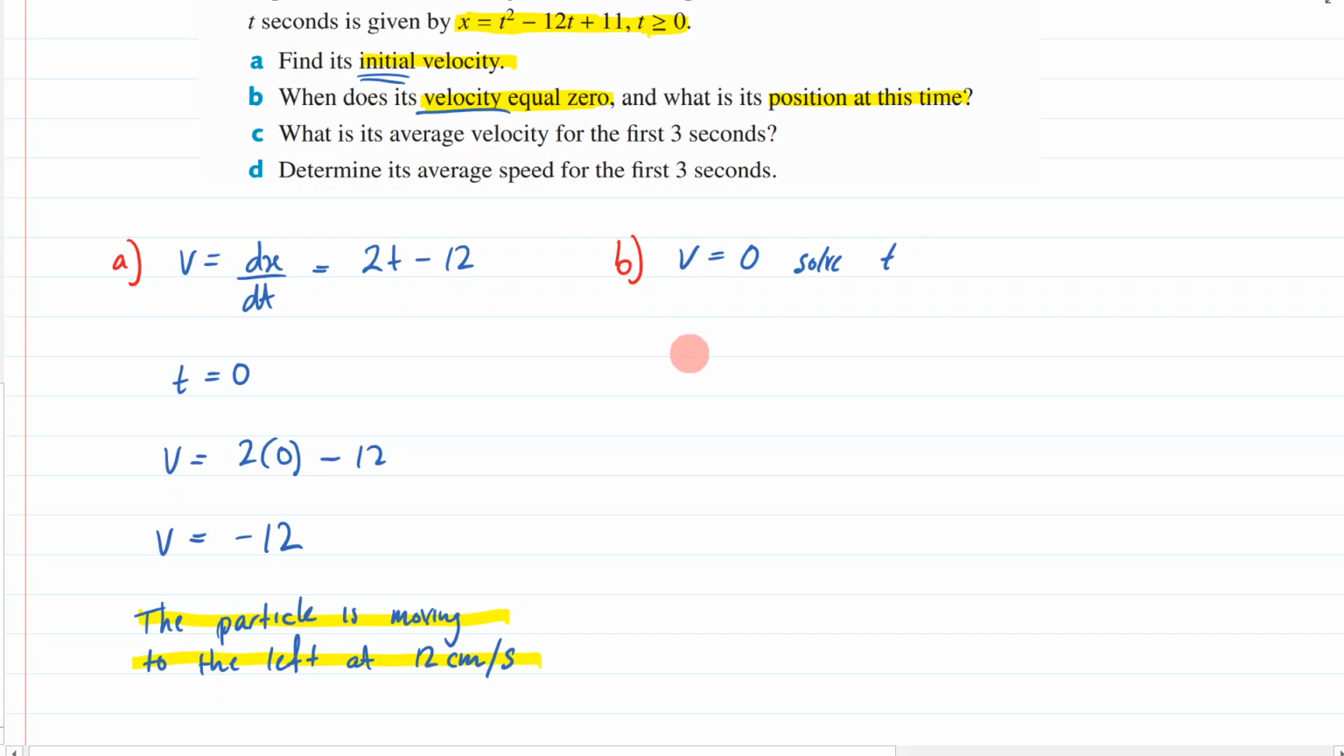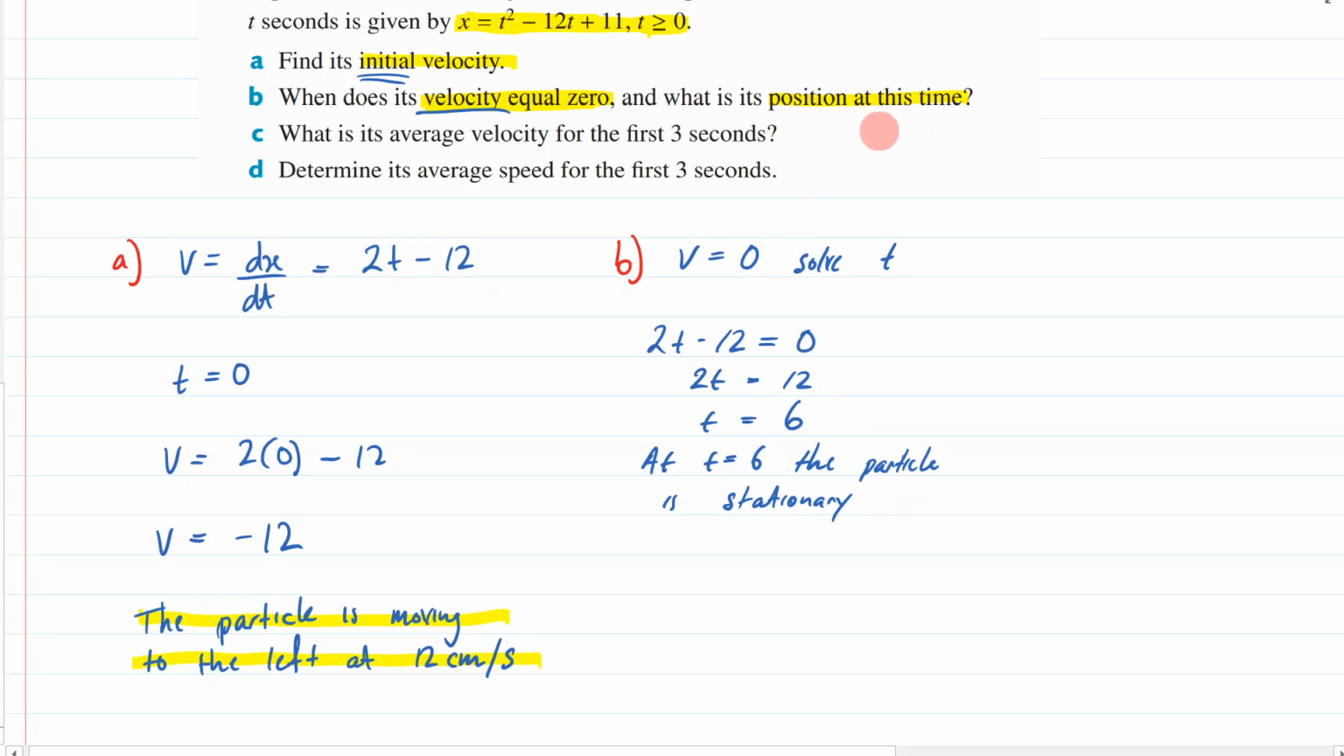So I'm going to take my velocity, which was 2t minus 12, set that equal to 0, and solve for t. Well, that's going to be 2t is equal to 12. T is going to be equal to 6. That tells me at t is equal to 6, the particle is stationary. Perfect, because that's what it means: when the velocity is equal to 0, it means it's stationary at that point.